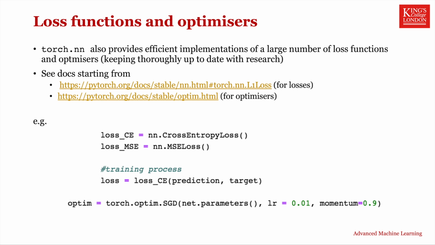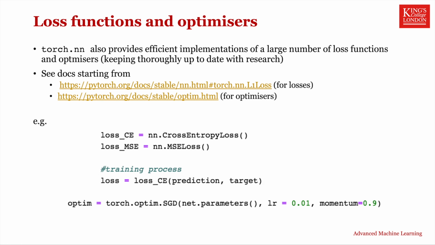During the training process, when you subsequently need to estimate the loss, you just need to call the function using the name that you gave it when you created it. For example, loss_CE, here for the cross-entropy loss. It takes as argument the prediction output from the forward pass and the ground truth labels, here called target.